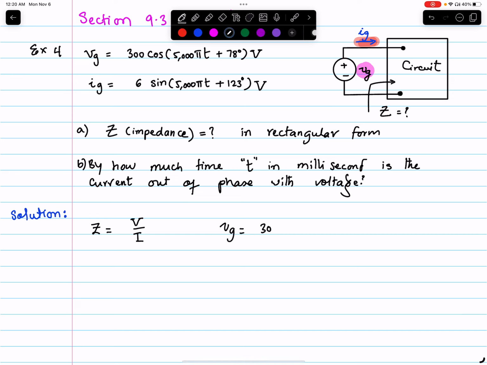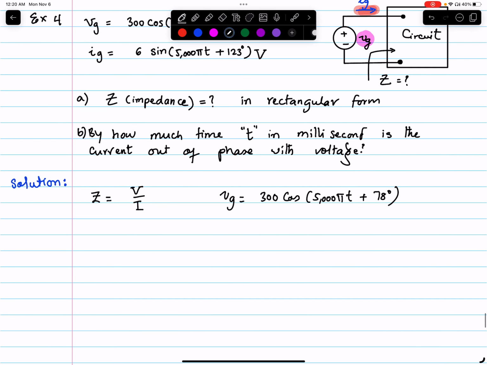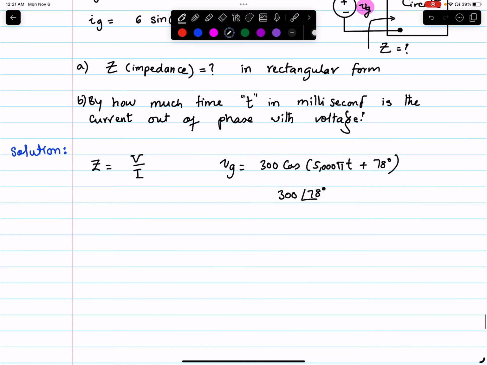VG is 300 cosine 5000 pi t plus 78 degrees. The first thing I want to do is convert this to polar form, which is 300 angle 78 degrees. That's the phasor, right? The 300 angle 78 degrees is the angle. That's VG.